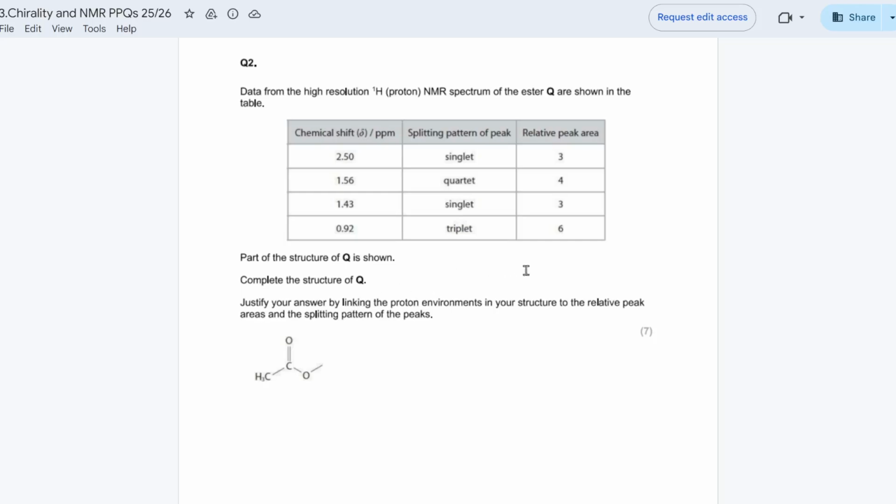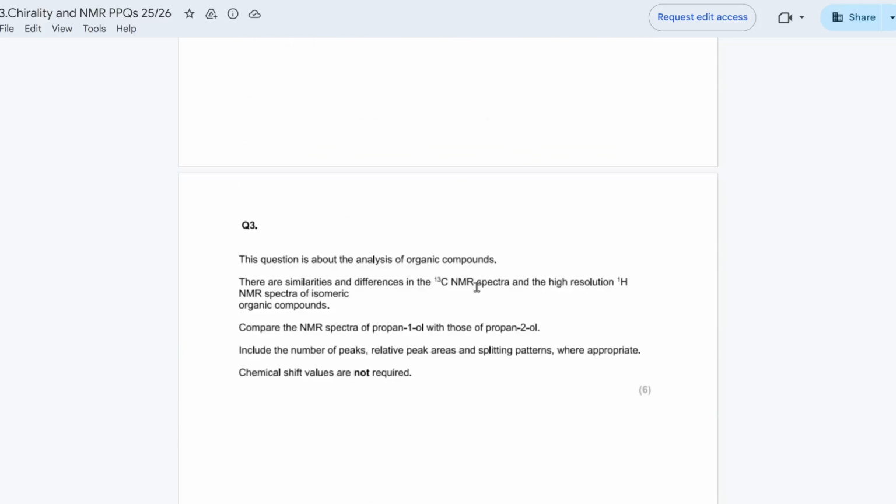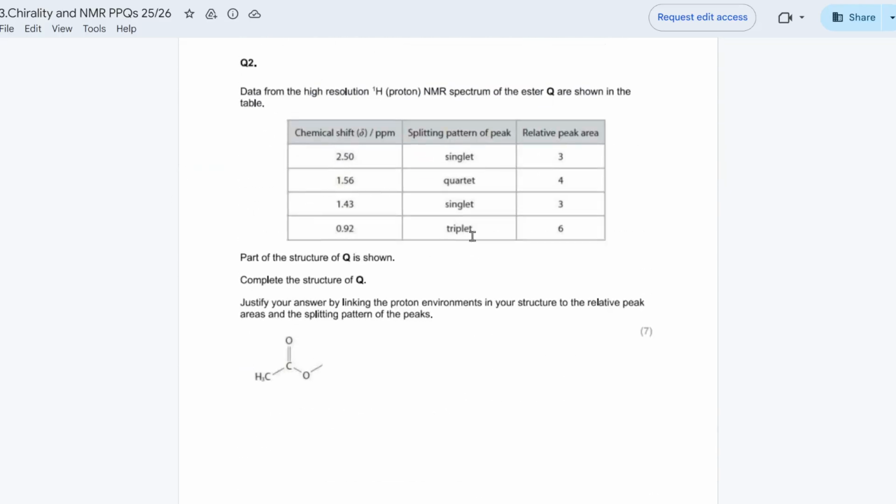Okay, so it took me a little while to eat, so I might not have time to finish this whole section, but I should be able to get maybe this question done, or at least kind of a start on it. So, data from the high resolution hydrogen NMR spectrum of the ester Q are shown in the table. So we know it's an ester, so already a big help. Part of the structure of Q is shown. Complete the structure of Q. Justify your answer by linking proton environments in your structure to the relative peak areas and the splitting pattern of the peaks.